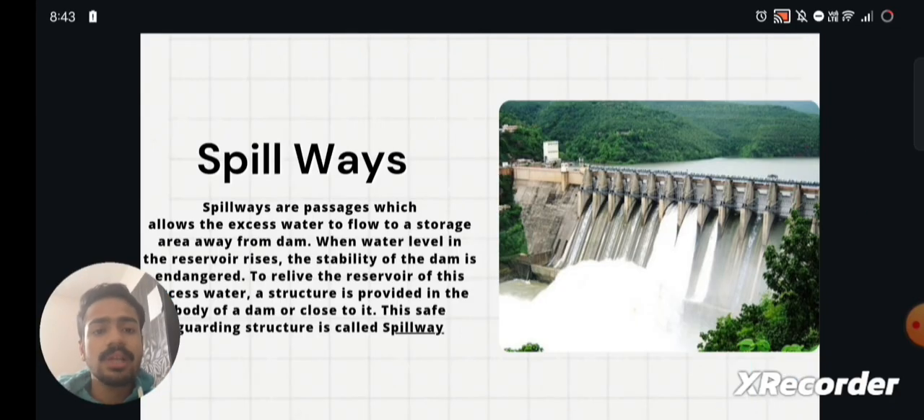Spillways. Spillways allow the excess water to flow to a storage area away from the dam. The spillways are used when the water level in the reservoir rises and the stability of the dam is endangered. To relieve the reservoir of this excess water, a structure is provided in the body of a dam or close to it. This safeguarding structure is called spillway.